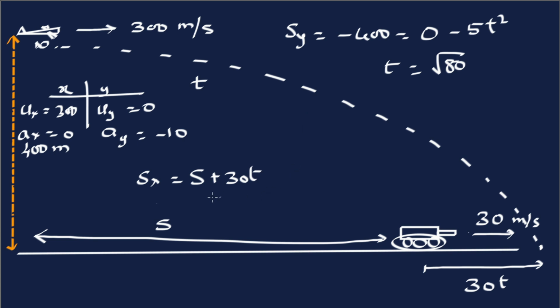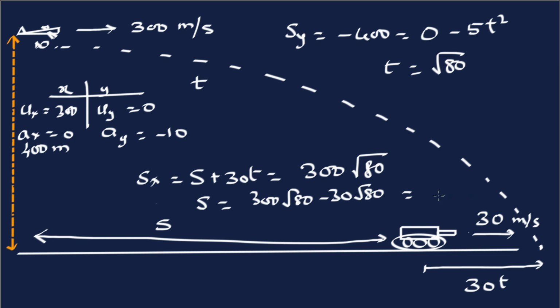And we have the equation Sx is equal to ut plus half a t squared. A is 0. So from this we get S is equal to t, remember, is root 80. So 300 root 80 minus 30 root 80. So that is equal to 270 root 80. Same answer that we got in the other frame of reference.